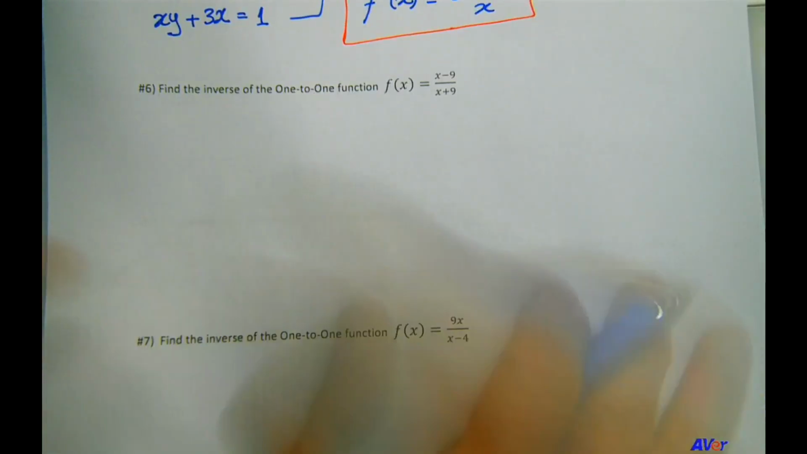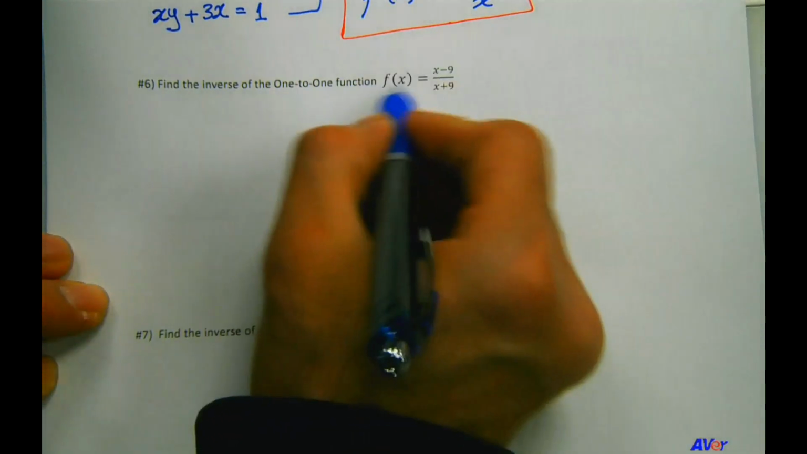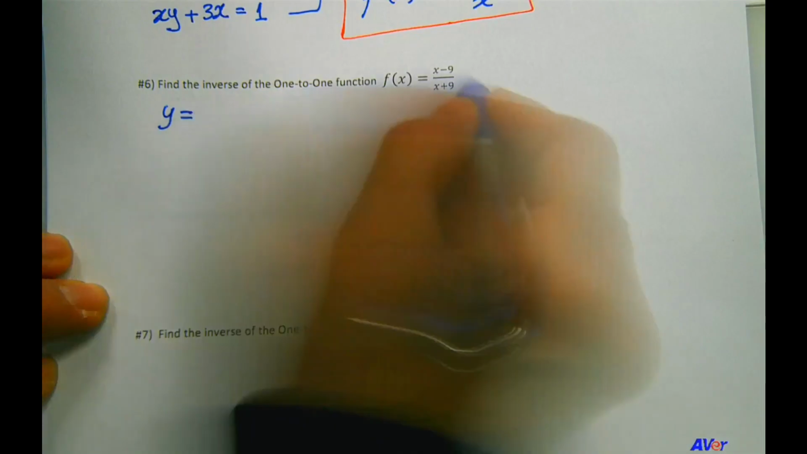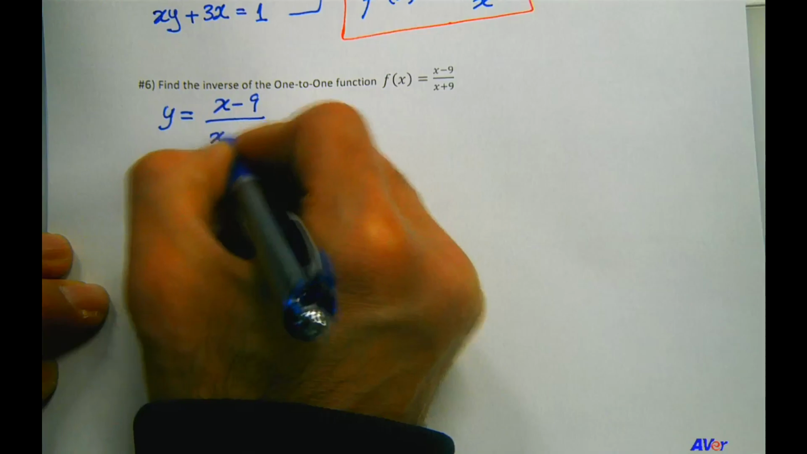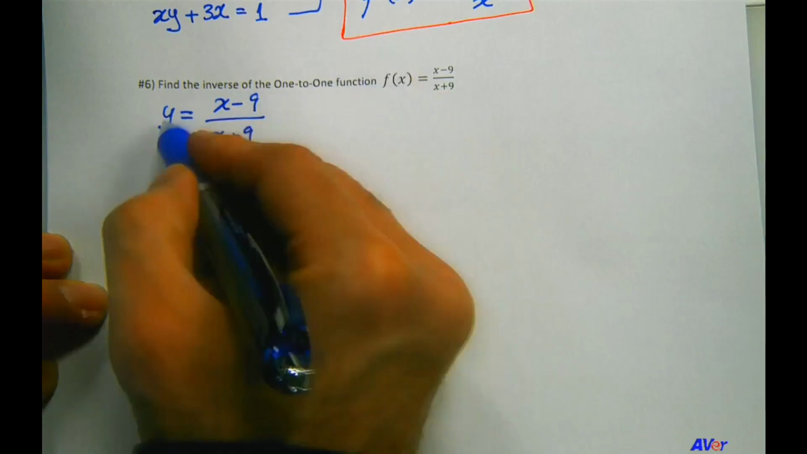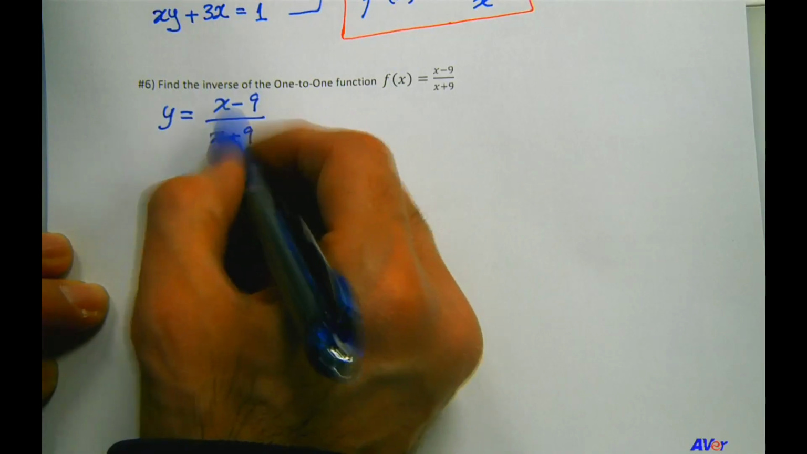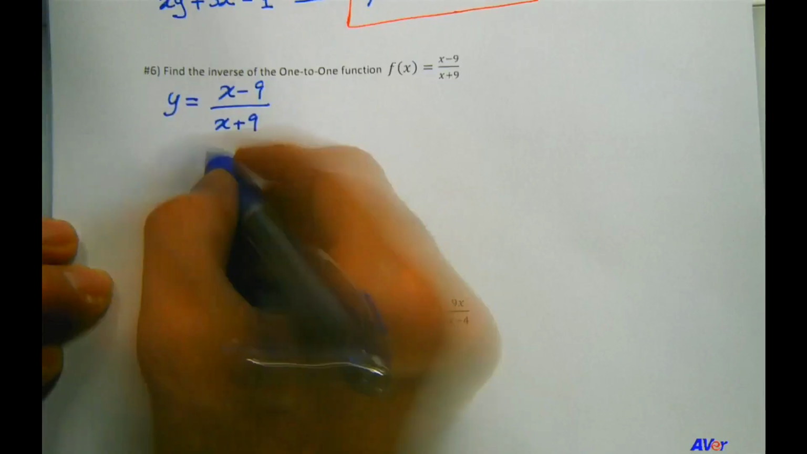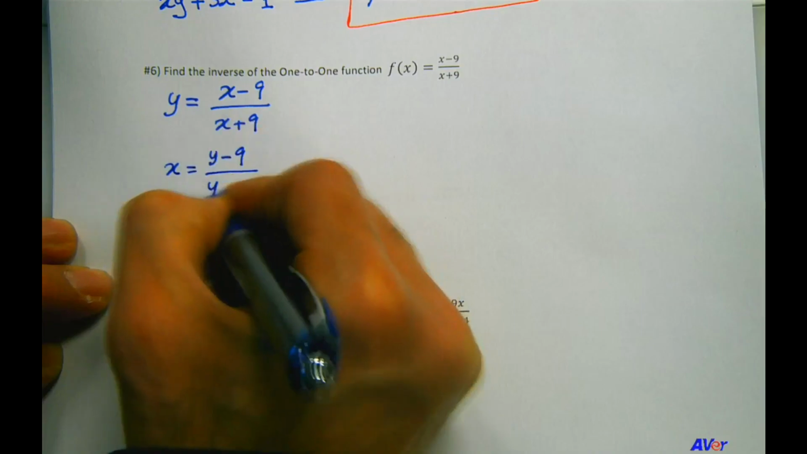So here we want to find the inverse of a one-to-one function, this. I'm hoping that you already have your own solution in front of you. So y equals x minus 9 over x plus 9. All I did was replace f of x with y. Now I'm going to swap wherever I see x with y and y with x. So we have x equals y minus 9 over y plus 9.